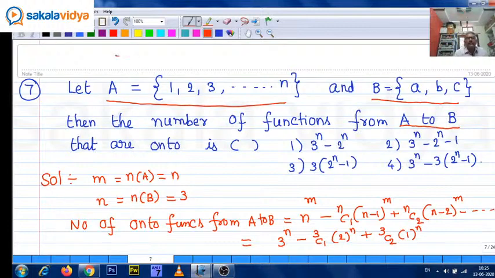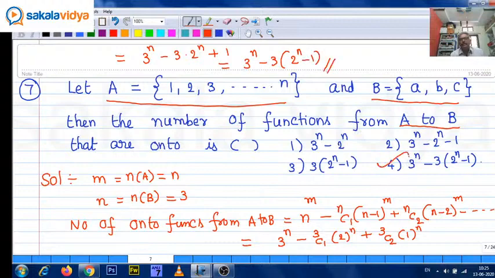So this equals, we can write 3 raised to n, minus 3C1 which is 3 times 2 power n, plus 3C2 which is 1 and 1. This can be written as 3 raised to n minus 3 common, we get 2 raised to n minus 1. That means the fourth option is the right option.